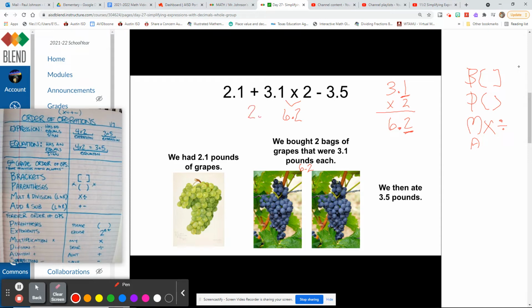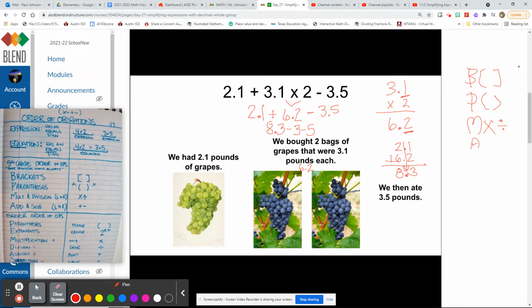Now we still have all these other parts. We have the 2 1/10 pounds of grapes originally. We're still adding it to the amount of grapes that we bought, and then we're still going to subtract the amount of grapes that got eaten. Before we can subtract the amount that got eaten, we have to find out how many pounds of grapes we had to begin with. So 2 plus 1 is 3. 6 plus 2 is 8. And then we drop our decimal point like it's hot. So we have 8 3/10 pounds of grapes, and then we eat 3 5/10.